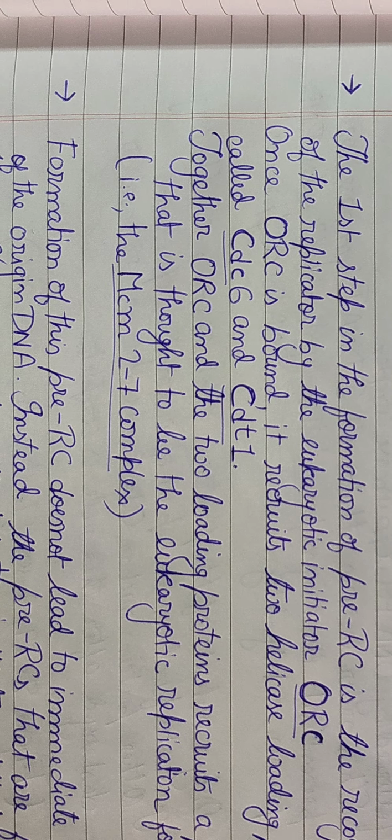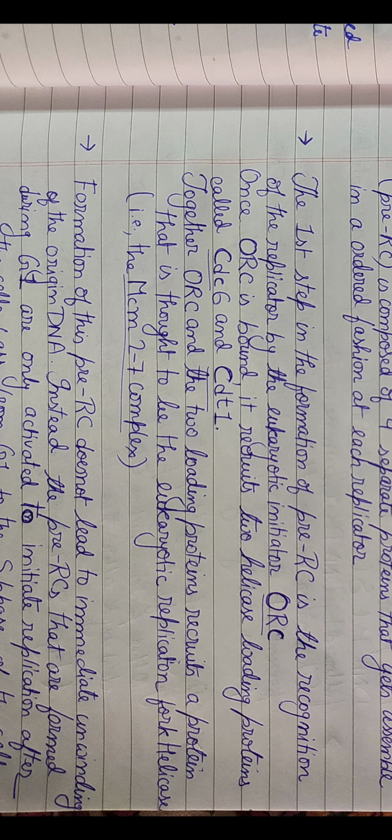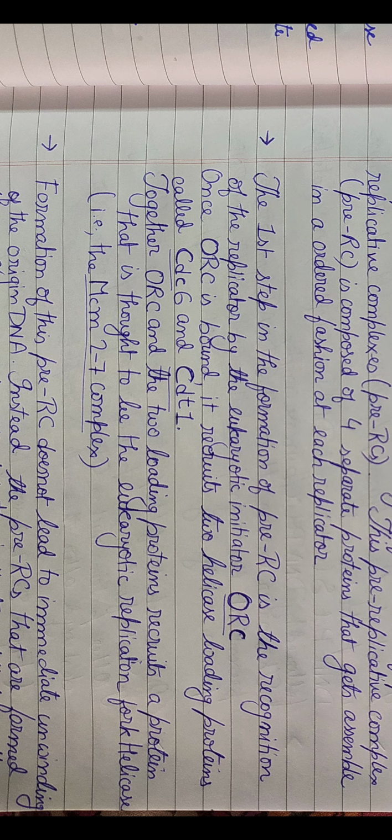This is the pre-replication complex, which actually identifies the replicator region. They bind in an ordered fashion. First ORC binds, then ORC recruits the helicase loading proteins, that is CDC6 and CDT1, and then they recruit the MCM 2-7 complex, which is a helicase.